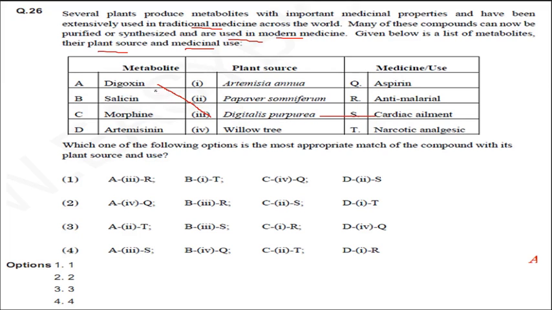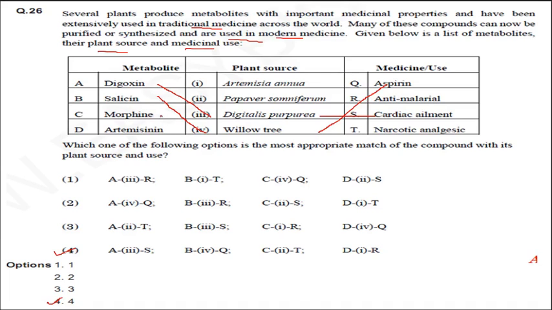So let's find out. A3S is present in only this one, so this is the correct option. Still, we will go with the question first. B, salicin. Salicin is produced from the willow tree, and its role is the same as aspirin.